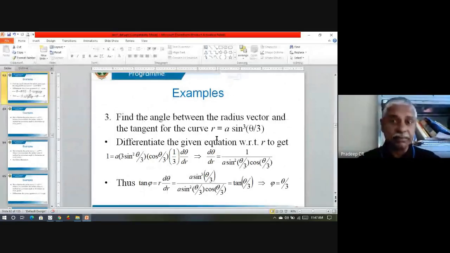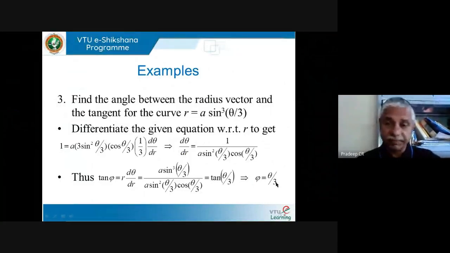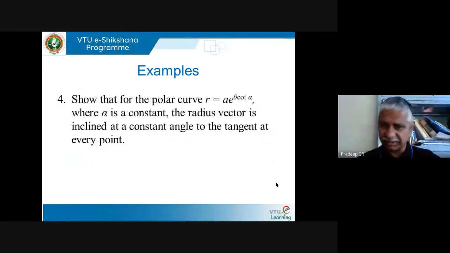There is a relation between r and theta, and what we have done is found r d theta by dr algebraically here by differentiating and equating tan phi to that. I've given you a geometric interpretation of all these terms. That's what I did in my previous GeoGebra illustration. So let us take one more curve and quickly be done with a few more examples.